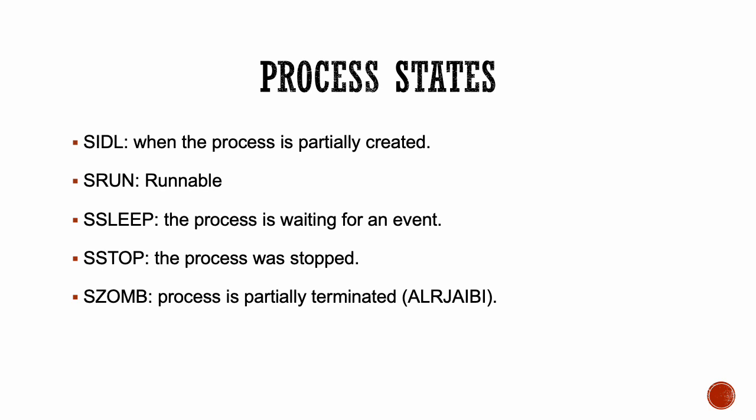When a process goes through macOS, it can fall under five categories. It will always start in the idle process, or SIDL, the state when the process is initially or partially created. When the process is ready to be run, it goes into SRun. Sleep is when the process is waiting to be triggered, and stop is when the process has been stopped. And when the process has been partially terminated but not completely, it will go into SZOMB, which is short for zombie.